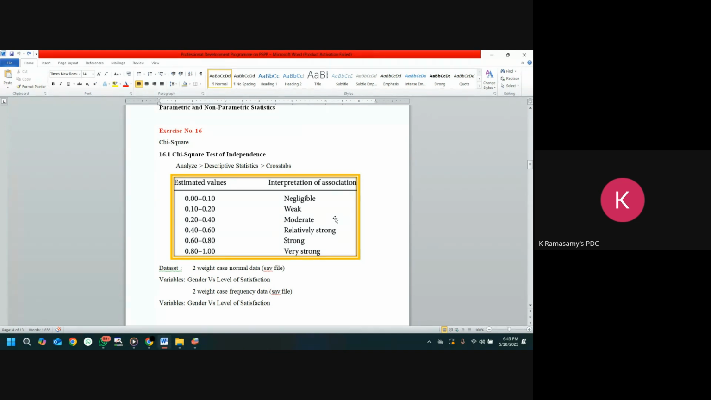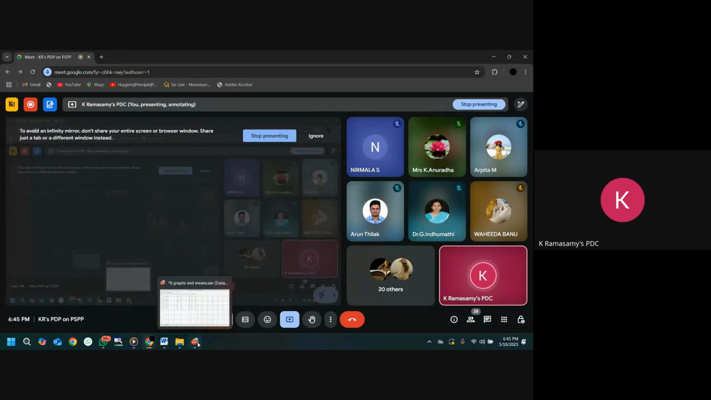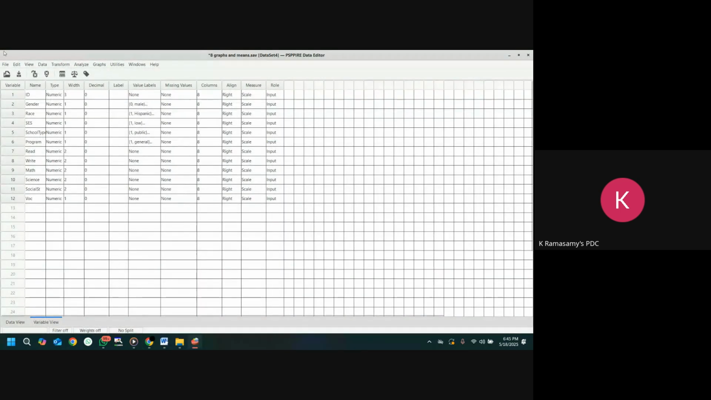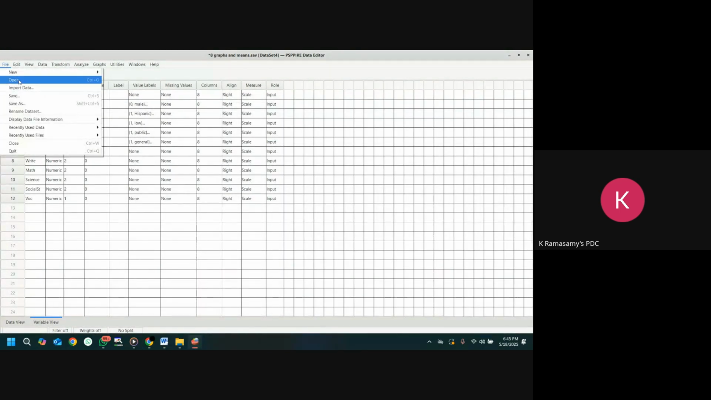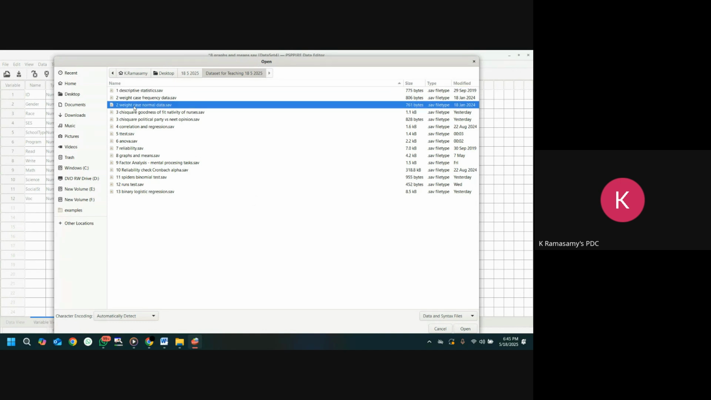Okay, fine. I'll just show you how you can run chi-square in PSPP. First, what is the name of the data set? Weight case normal data. So I need to open a file called weight case normal data. Let me open my software. I'll go to File, click on Open. I need to open the file called weight case normal data. It's a normal data. Okay.